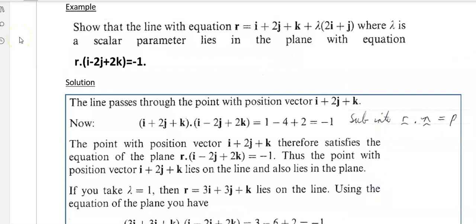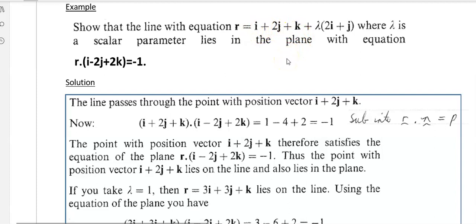Okay, this example says, show that the line with equation r is equal to i plus 2j plus k plus lambda (2i plus j) lies in the plane with equation r dot (i minus 2j plus 2k) equals minus 1. Okay, right, to do this, we have to either show that your line and your plane are parallel to the same thing and contain the same common point, or else that they have two common points. I'm going to do this one using two common points. So first of all, I'm going to test out a point which my line definitely has, which is i plus 2j plus k.